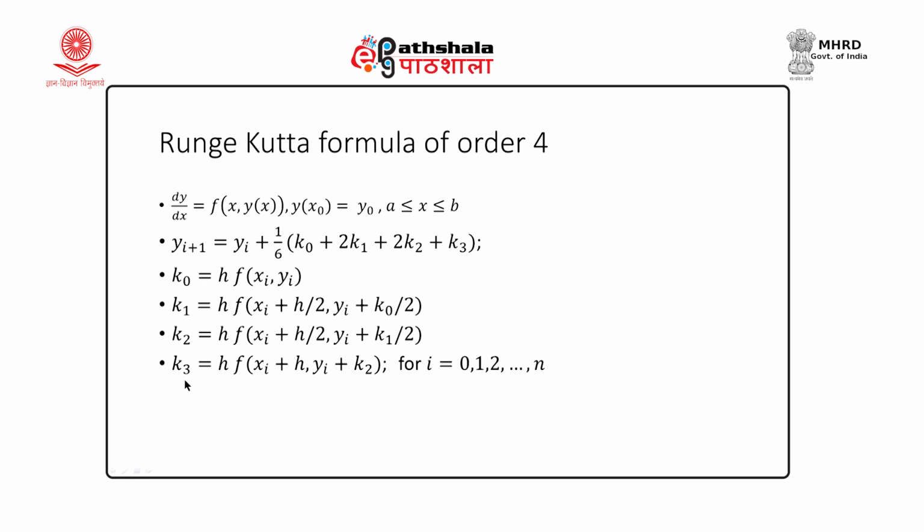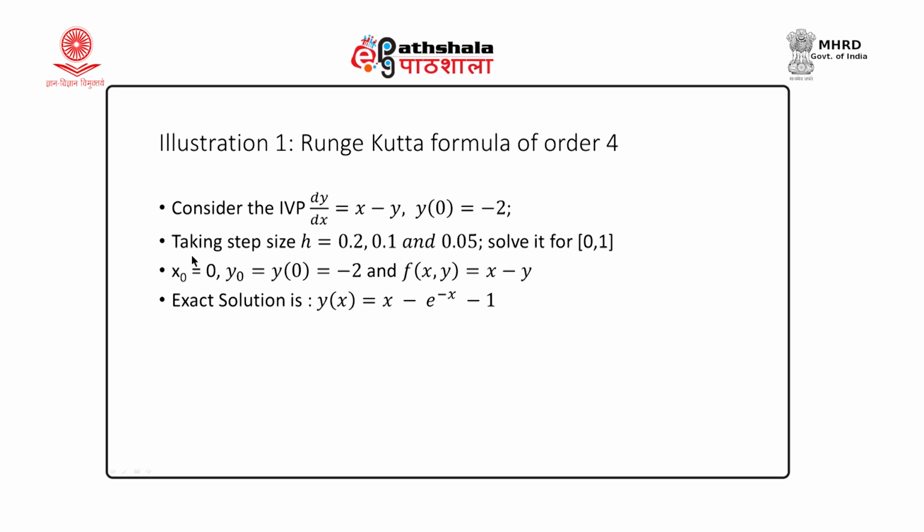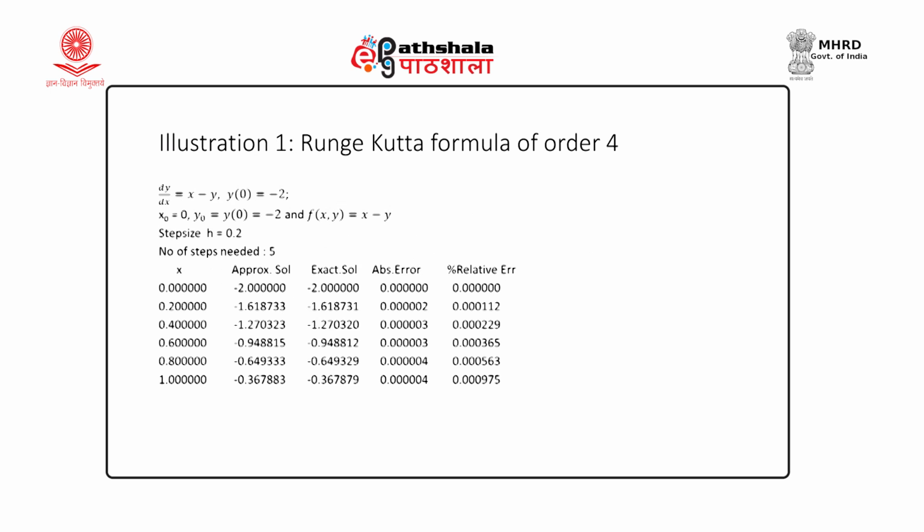So, these are k0, k1, k2, k3 and the weighted average of them k0 plus 2 k1 plus 2 k2 plus k3. Sum of the coefficients is 6 here. So, this divided by 6, this is added to yi to get the estimate of y at the point x i plus 1, that is yi plus 1. Again, let us take the same example and compare the results.